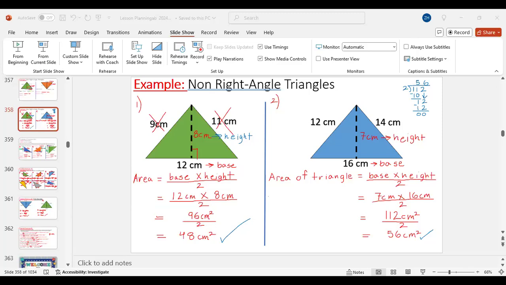All right, go ahead and take a picture of your work and send it to me via WhatsApp and then move on to the quiz. The quiz is out of 20. Since it's out of 20, that means you need to get at least a 16.